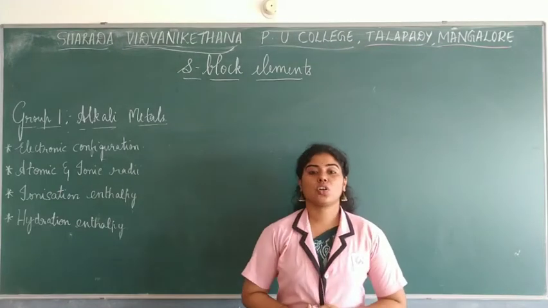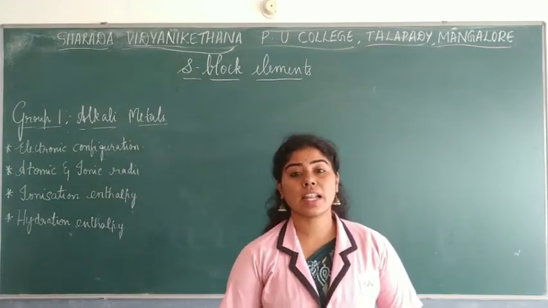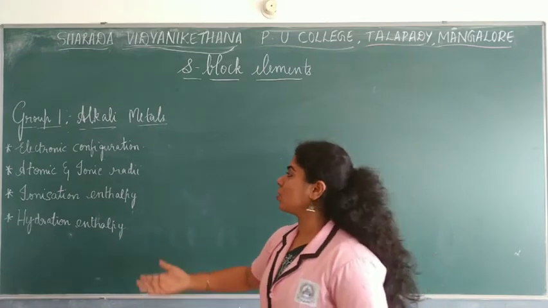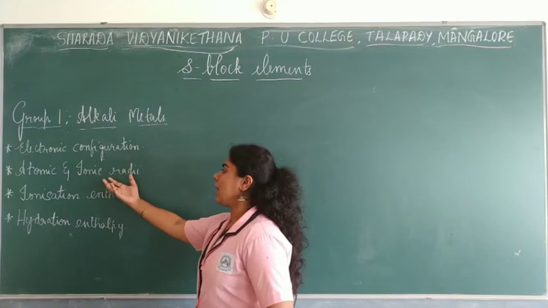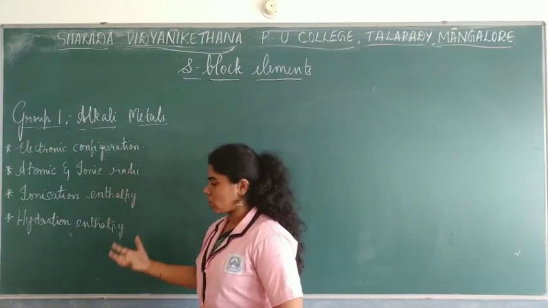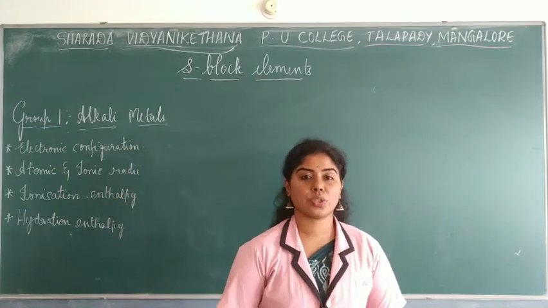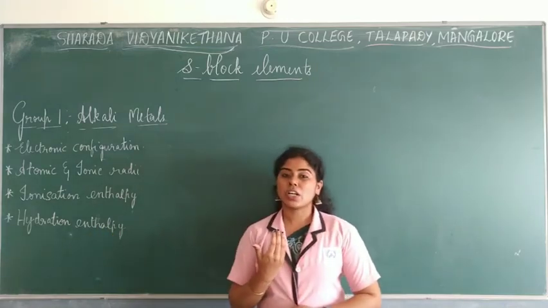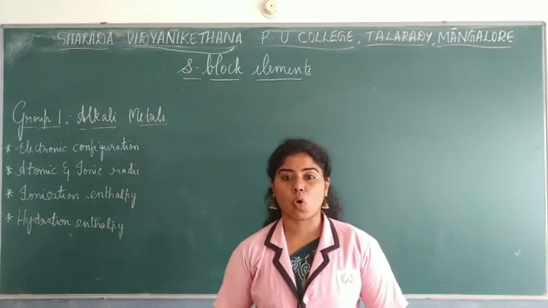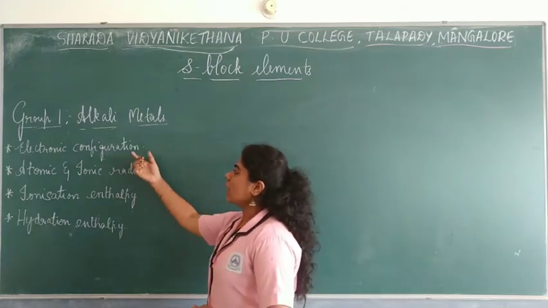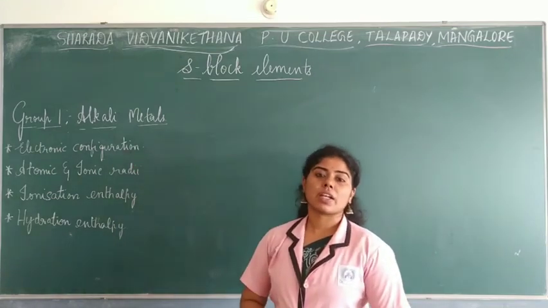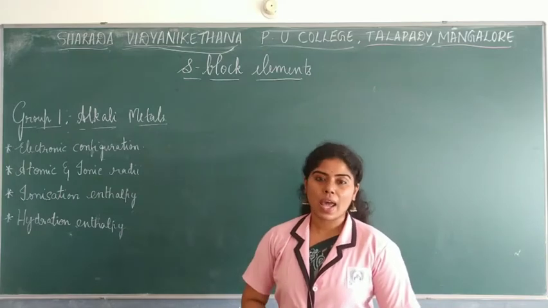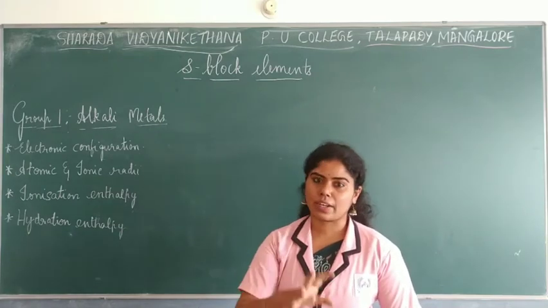For the first group elements, that is alkali metals, let us see how their different properties vary according to the electronic configuration, the atomic and ionic radii, the ionization enthalpy, as well as the hydration enthalpy. Now this term, hydration enthalpy, must be a new one to you, but let me explain what it is. So starting with the electronic configuration of alkali metals, there is a noble gas core in between and you have the valence s orbital wherein the electrons are filled.